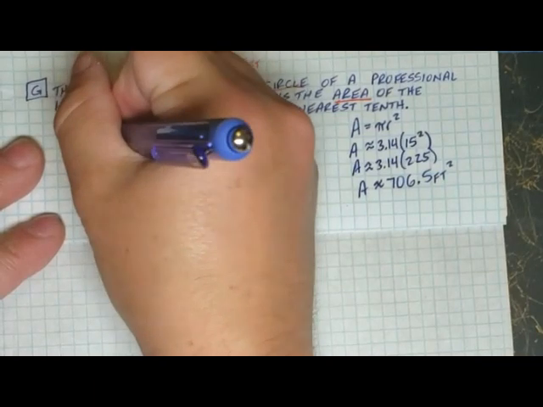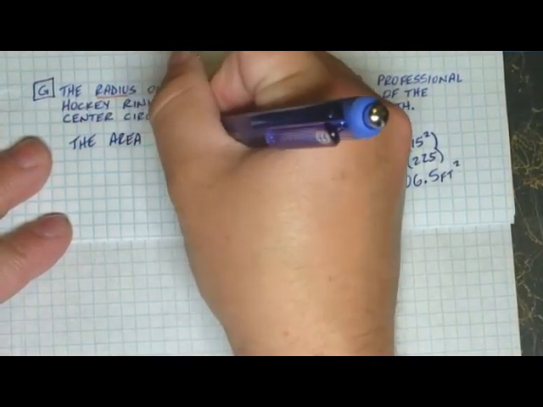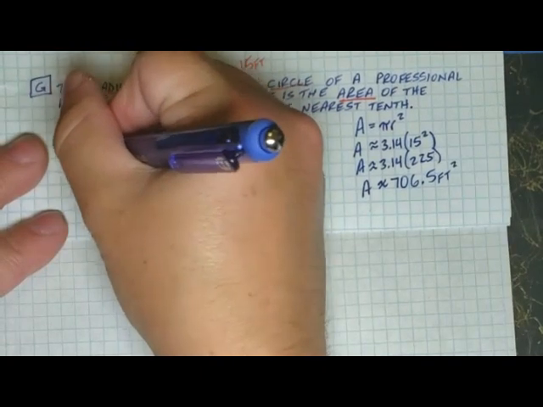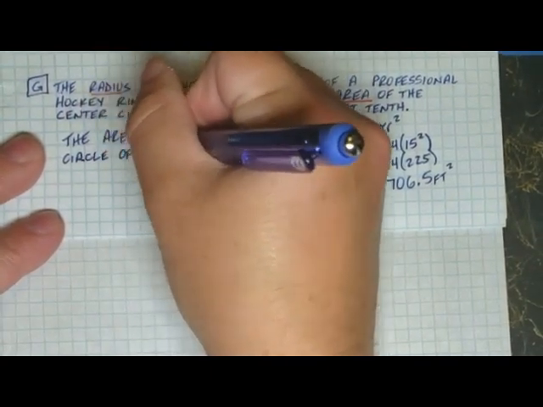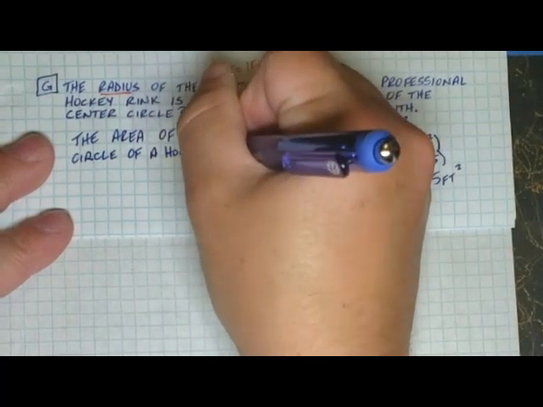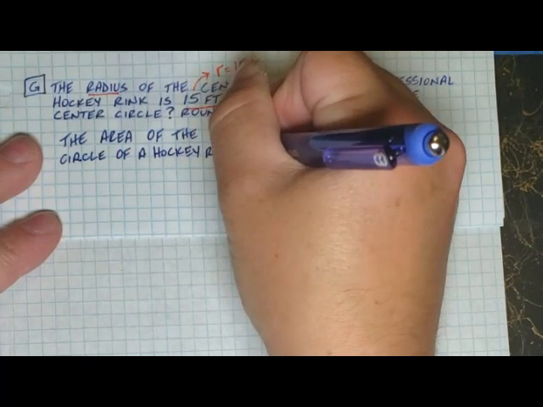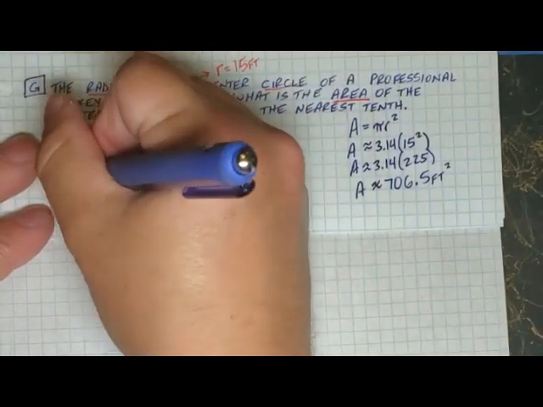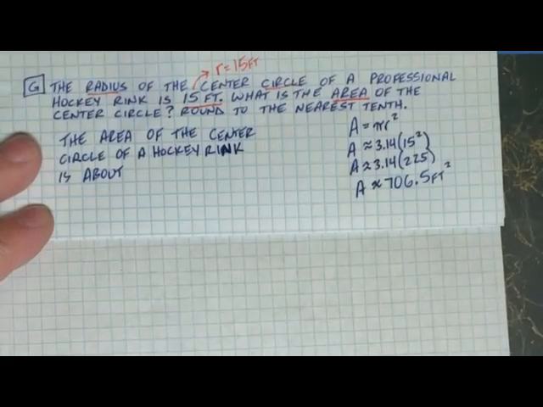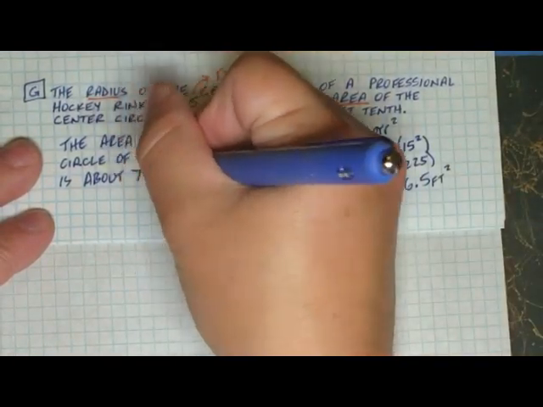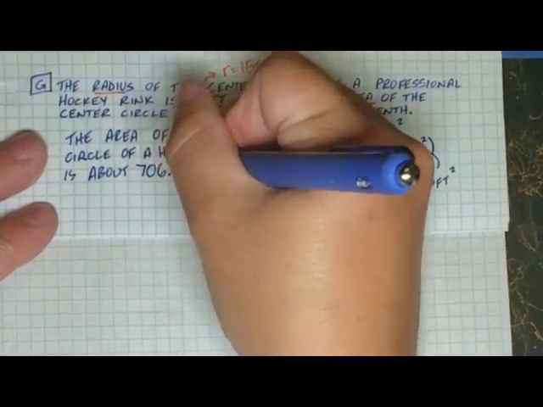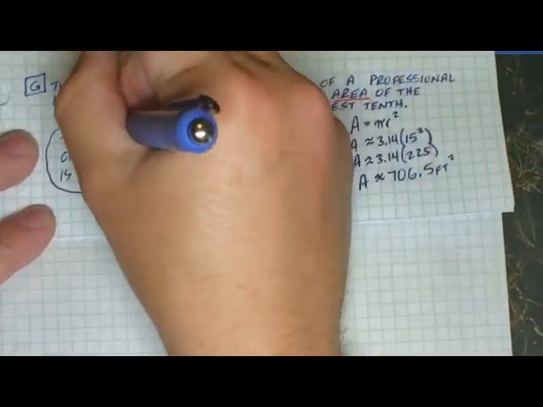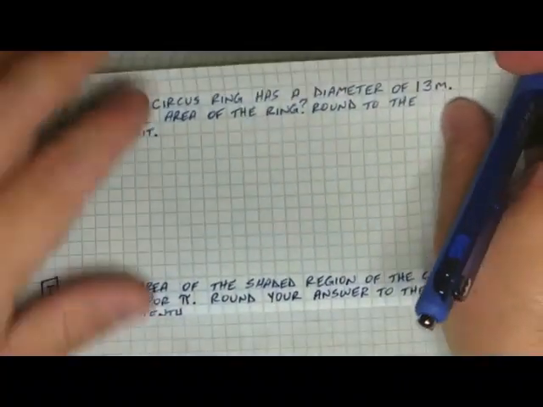So the area of the center circle of a hockey rink is about, because we used an approximation for pi, 706.5 feet squared. Okay, easy. Let's look at another one.